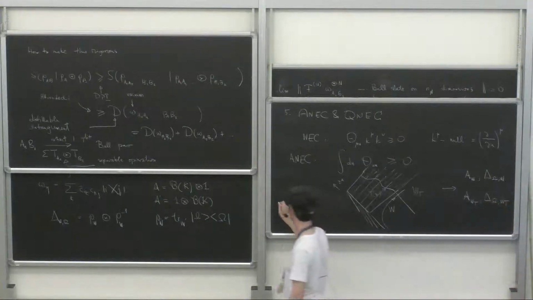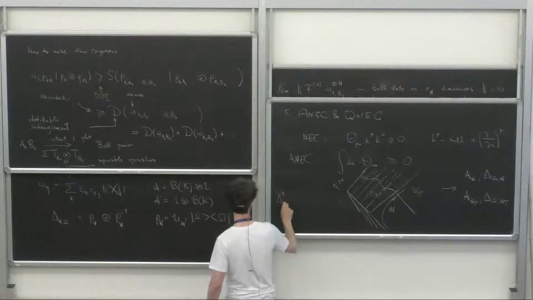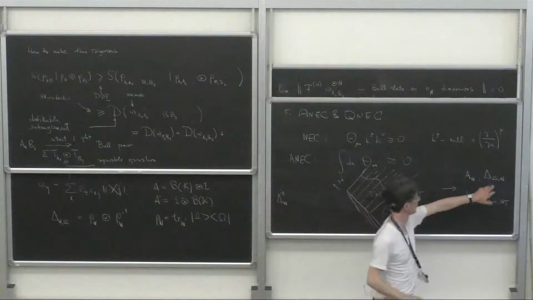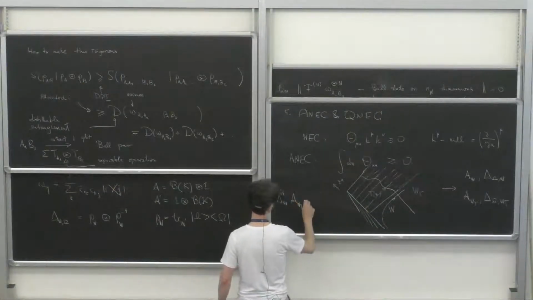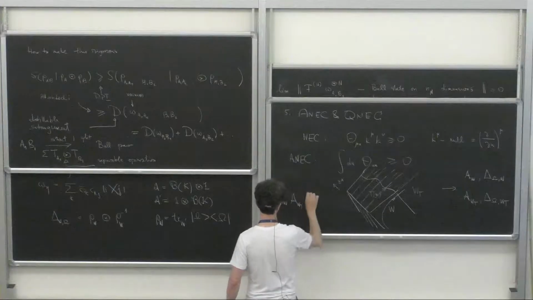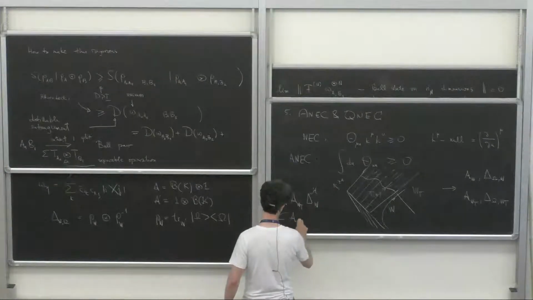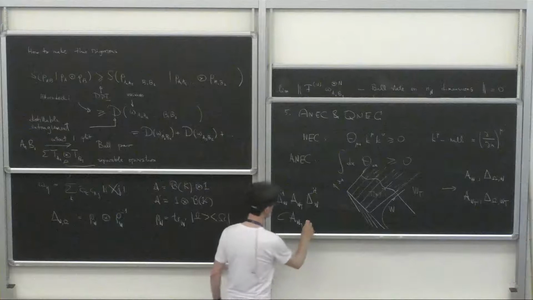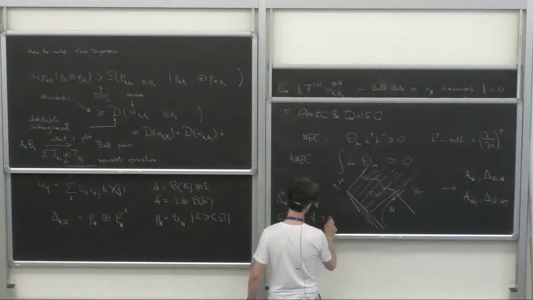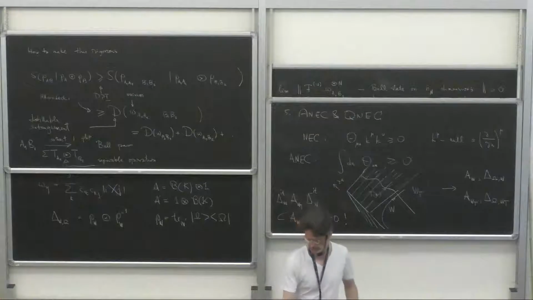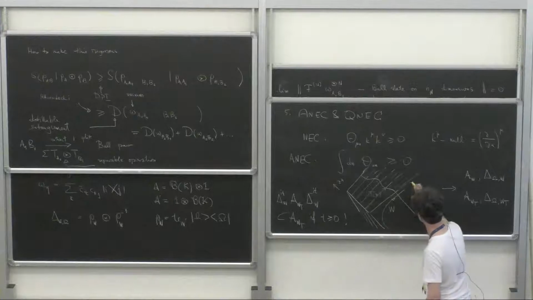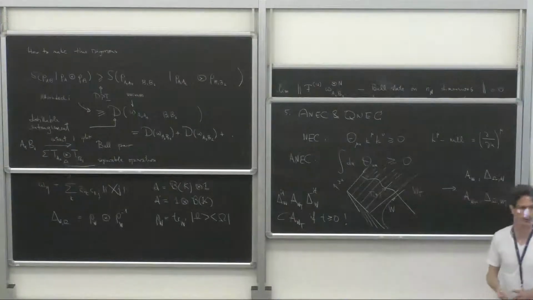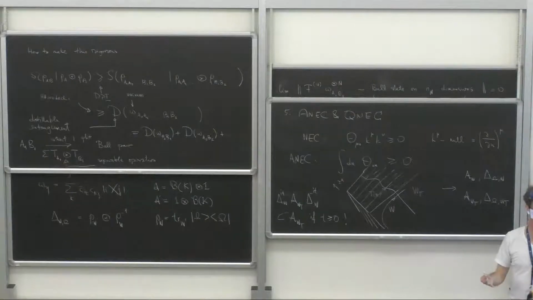So a way to say it is that the modular flow of the wedge, and everything refers to the vacuum, and I'm not going to drop this, of this shifted wedge is again going to be inside the shifted wedge if you boost in the positive time direction. I think it's clear from the picture. Is that clear? It's a simple geometric fact.